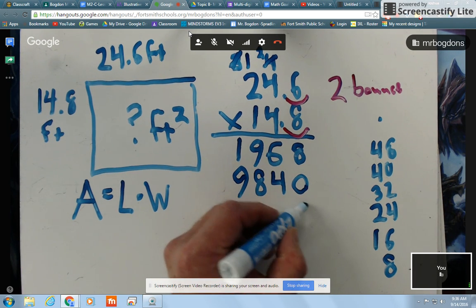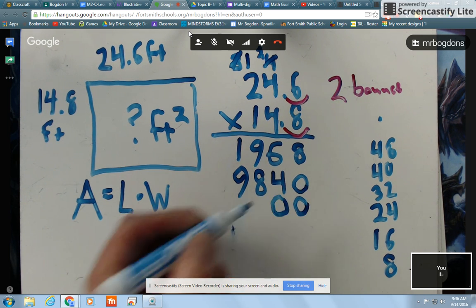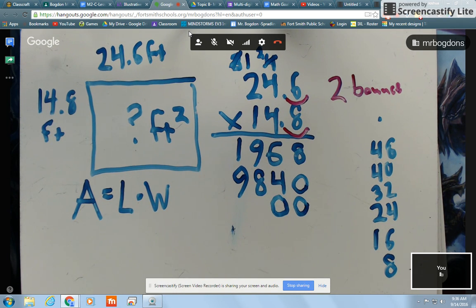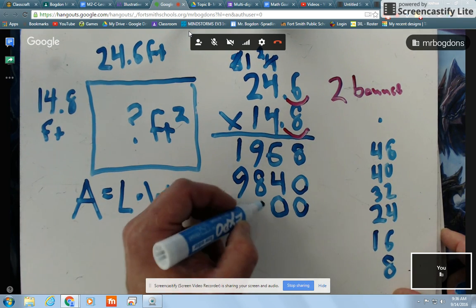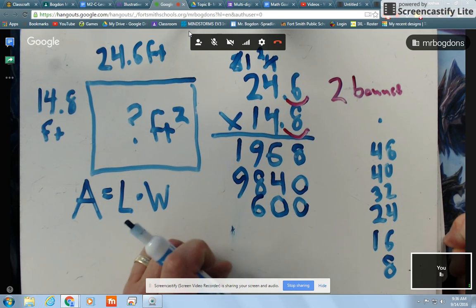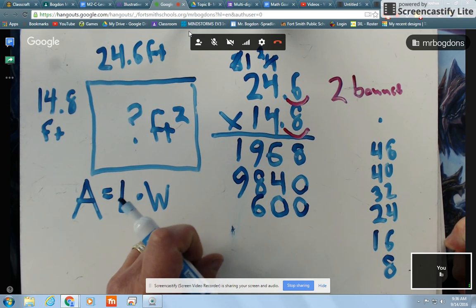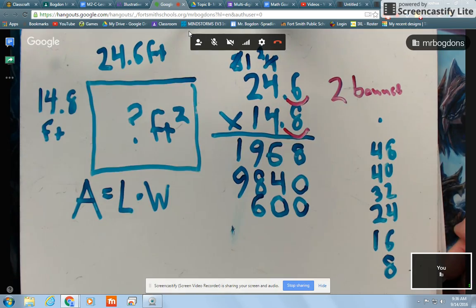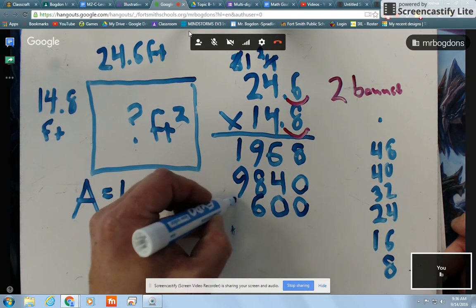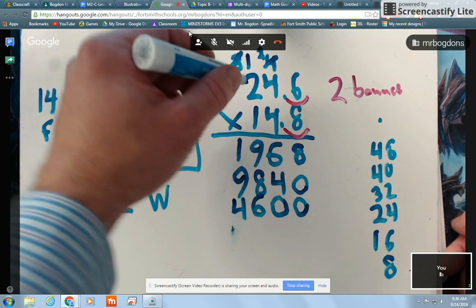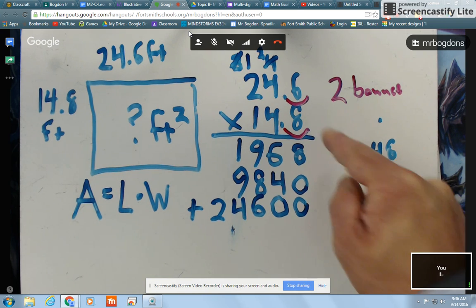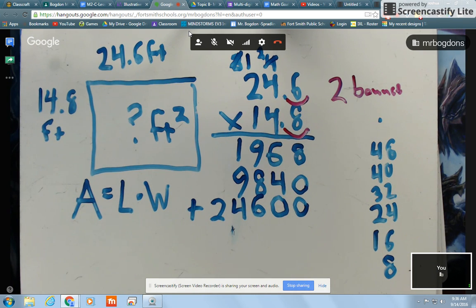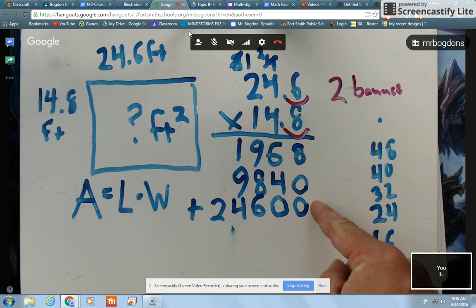2 zeros to show that I'm in my hundreds place. 1, 2. Step by step. 1 times 6. Do we not know what 1 times 6 is? Why are some people just sitting there? 1 times 4. 1 times 2. Okay. So I've got 1, 2, 3 digits in my smallest factor. So I should have 1, 2, 3 partial products.